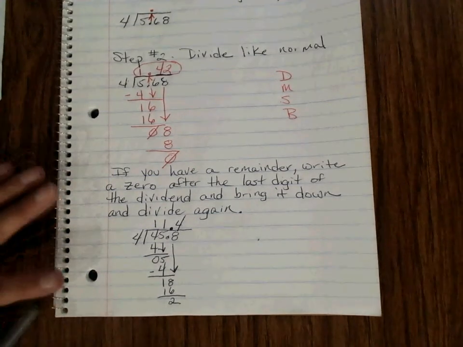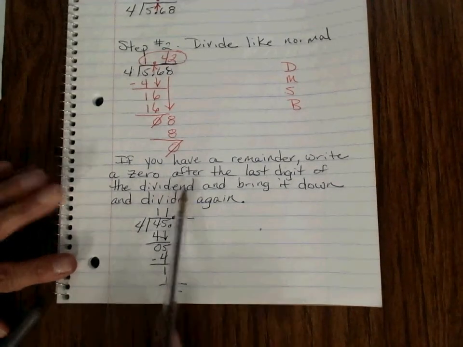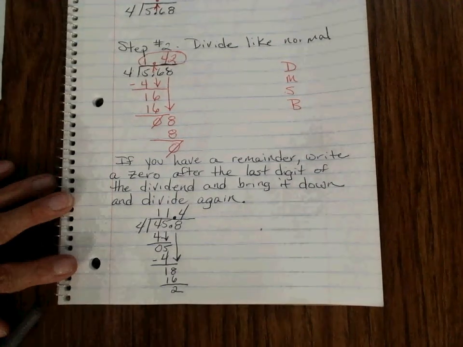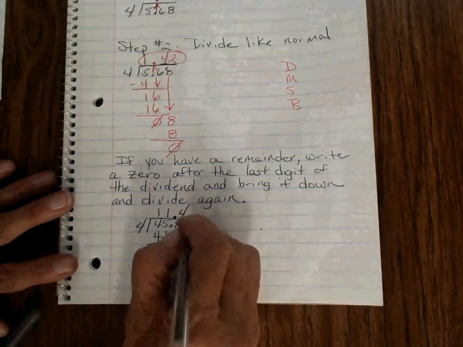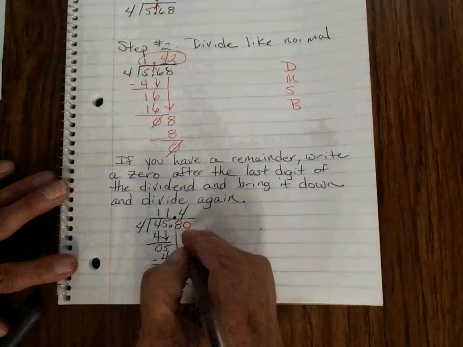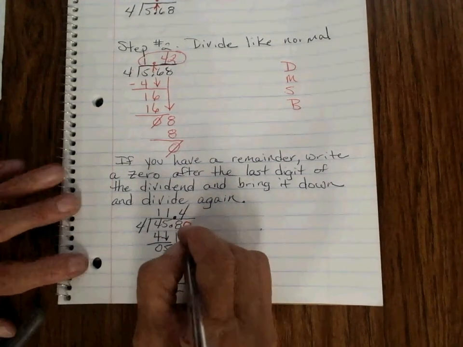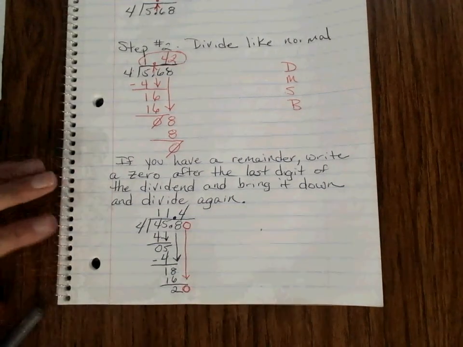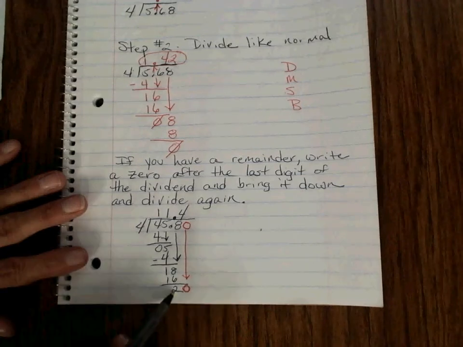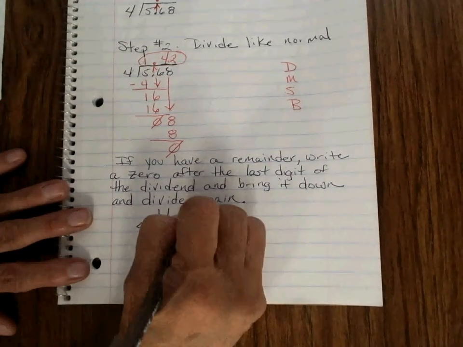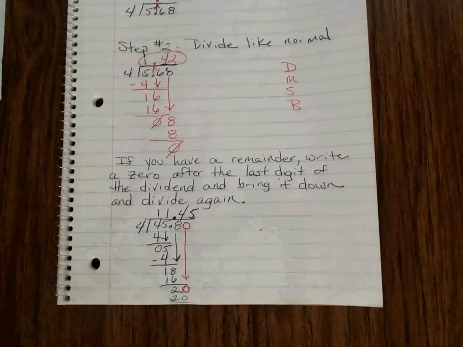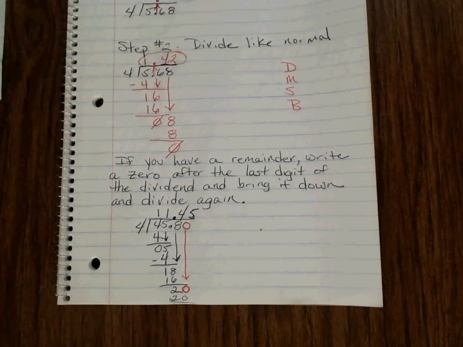Okay, so my little note here says, if you have a remainder, write a 0 after the last digit of the dividend. So the last digit of my dividend is the 8, so I'm going to put a 0 right here. And then it says bring it down and divide again. So I'm going to bring that 0 down and divide again. How many groups of 4 will fit into 20? 5. 5 times 4 is 20, and now I don't have a remainder.